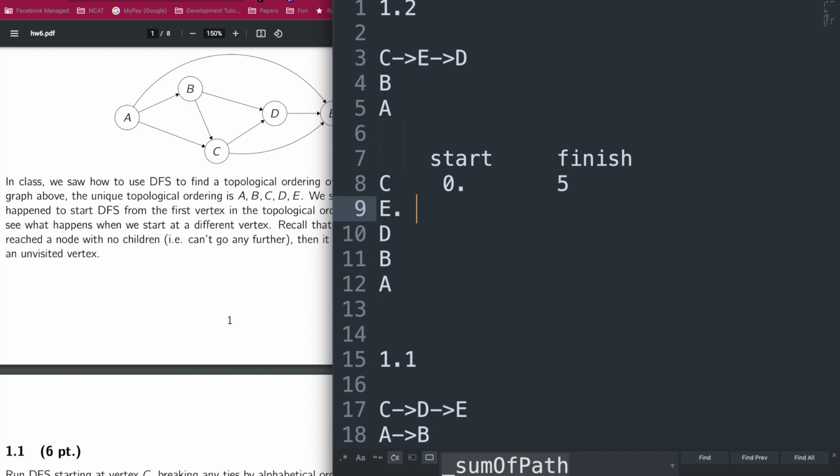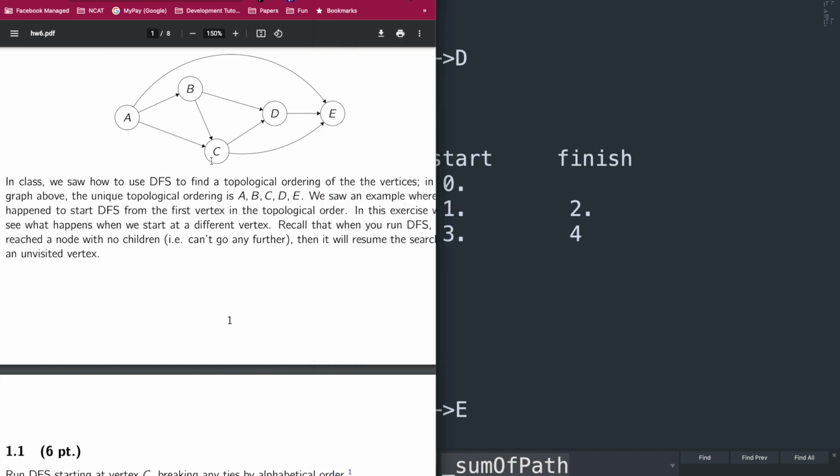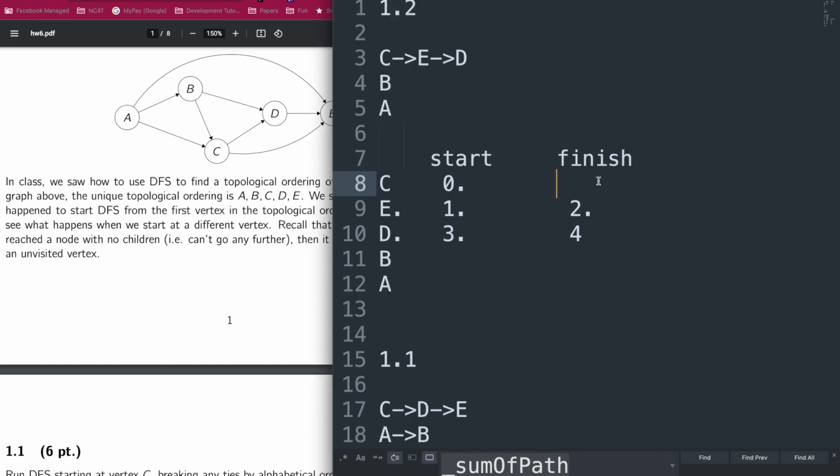So then we went to E. That means its start time was 1. We don't have a finish time yet. Then we actually finished E, so the finish time for E is 2. Then we came back to C, but we didn't finish C. We went to D first, so D's start time is 3. Then we finished D because we were done, so the D finish time is 4. We went back to C and then we finished C, so C's finish time is 5.